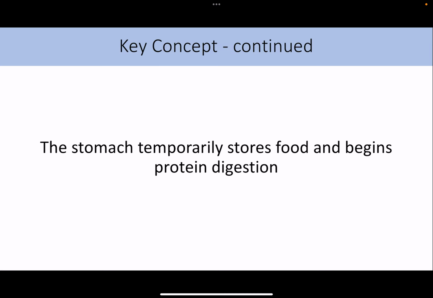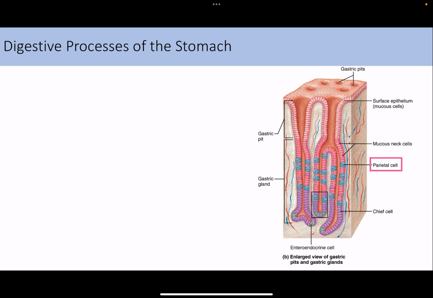So the stomach temporarily stores foods and begins protein digestion. The digestive processes that occur in the stomach include propulsion, so it's going to be moving food forward. And the stomach, if you remember from last time, has a third extra layer of smooth muscle to help it do that. What is that extra layer called? The oblique layer, yeah. So every part of the GI tract should have the circular layer and the longitudinal layer as part of their muscularis externa tunic of the GI wall, but the stomach has the oblique layer as well.